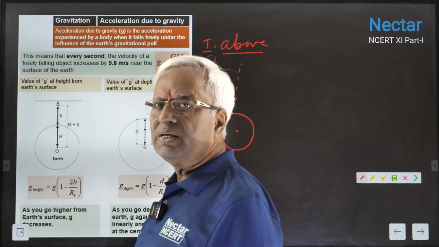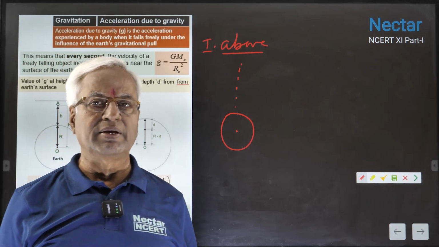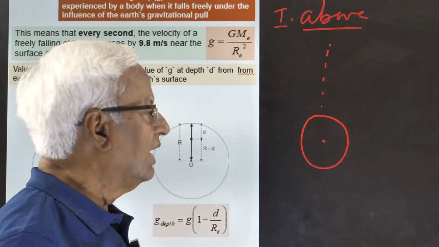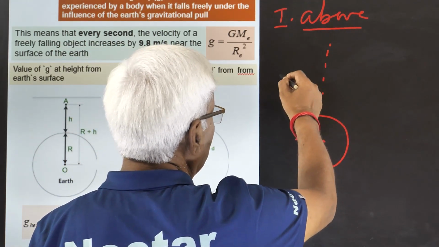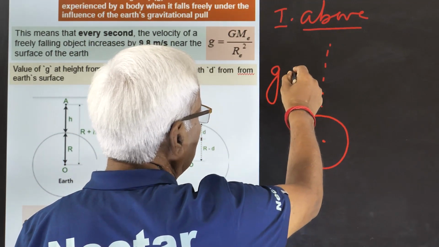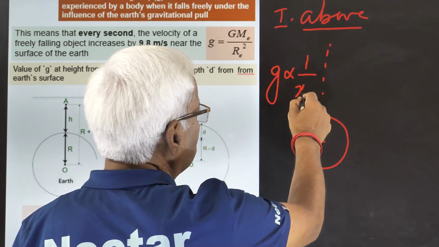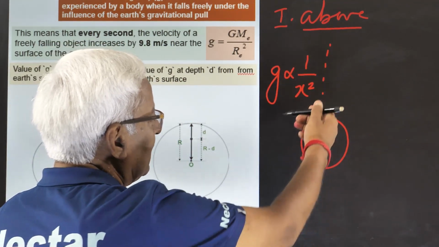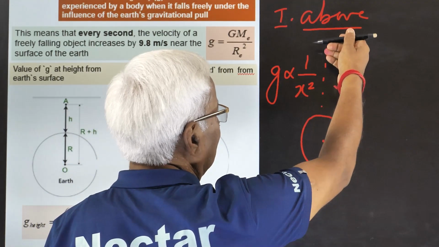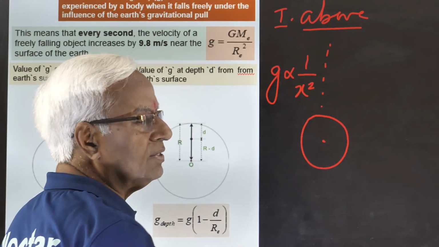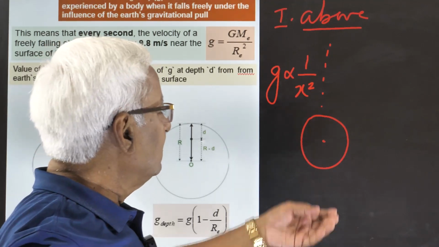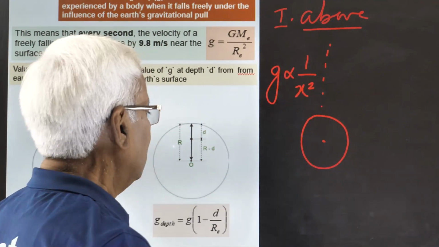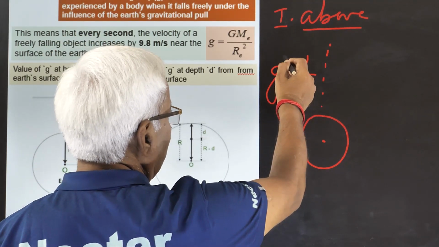All the points that we consider above the surface will be affected by the total mass of the Earth and the force on these. That's why the value of g also will depend on the square of the distance. As we go on higher and higher, g will go on decreasing. Means by increasing the height above the surface, g decreases. The relation is given this way.